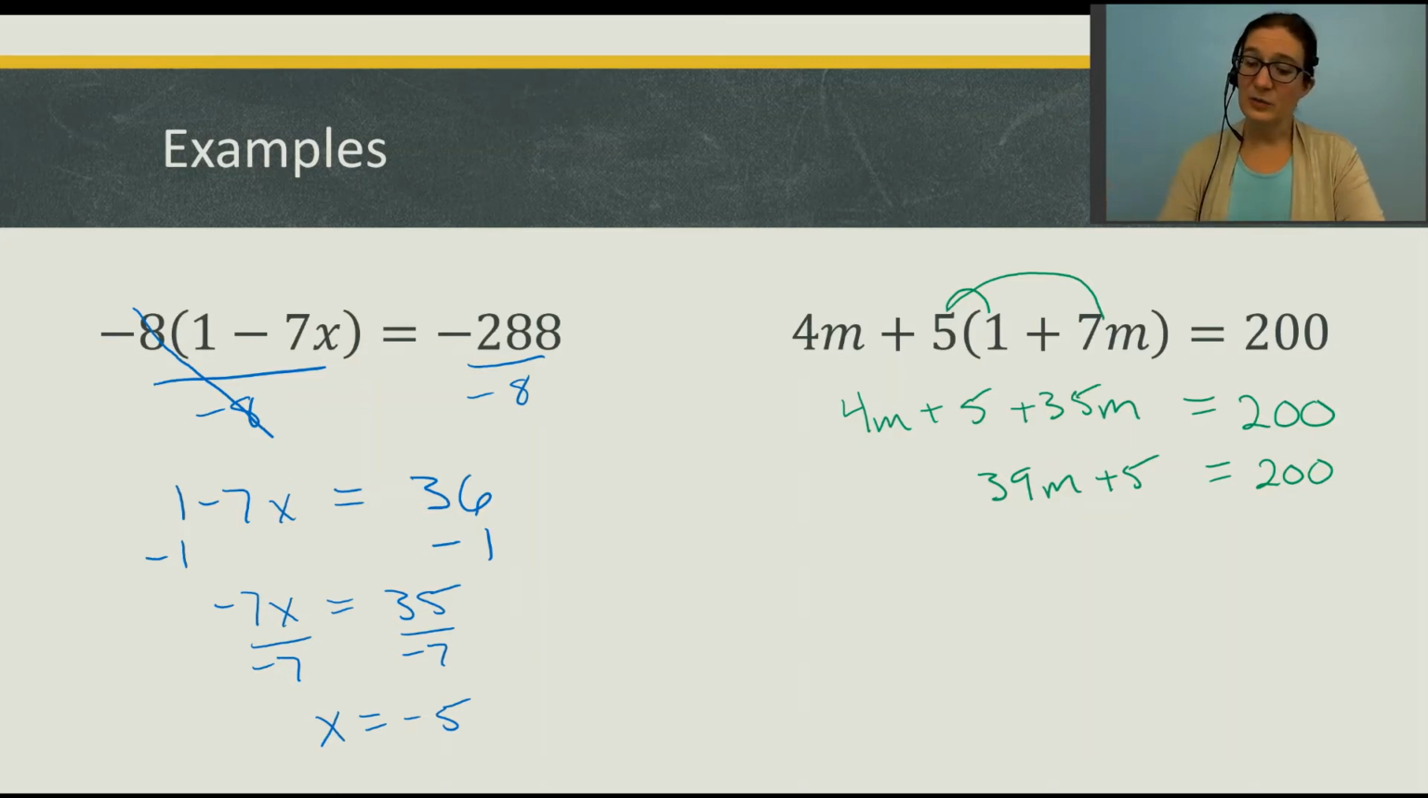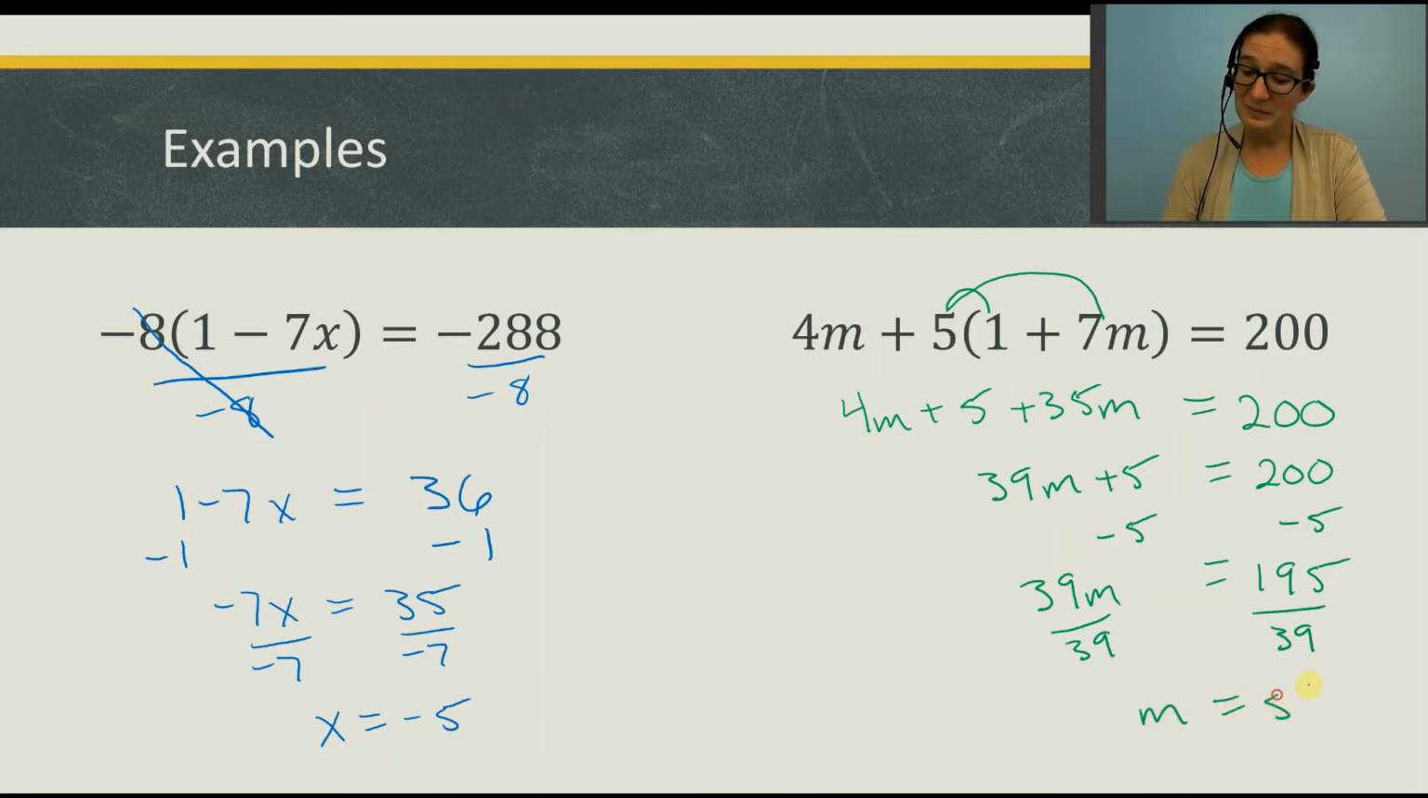So I'll use my inverses. I will subtract 5 because I see plus 5. That means I now have 39m is equal to 195. And we will divide by 39. And 39 goes into 195 5 times. There we go. M is equal to 5. All right, let's go ahead and take a look at our inequalities.